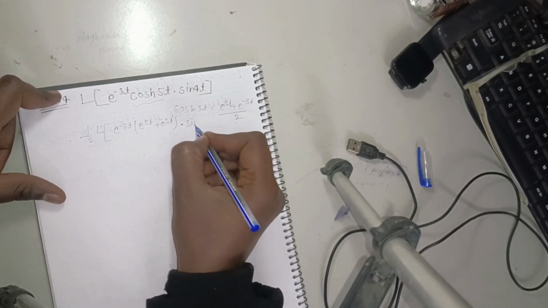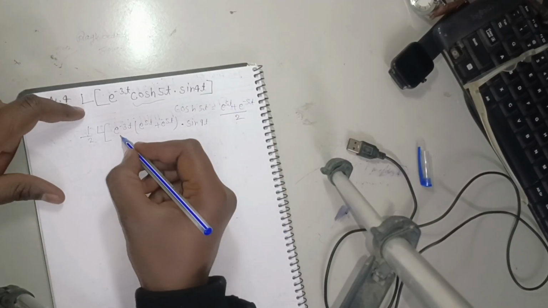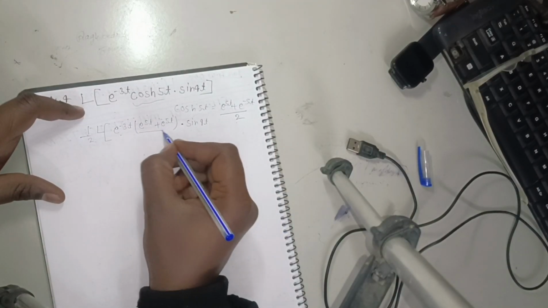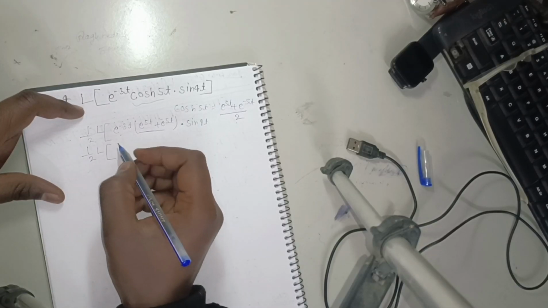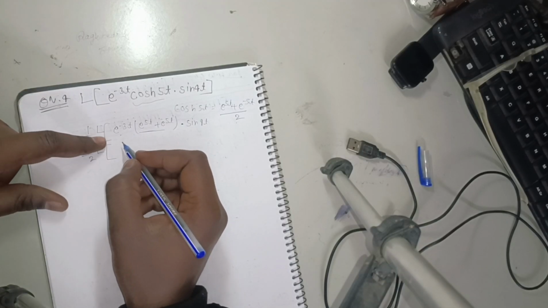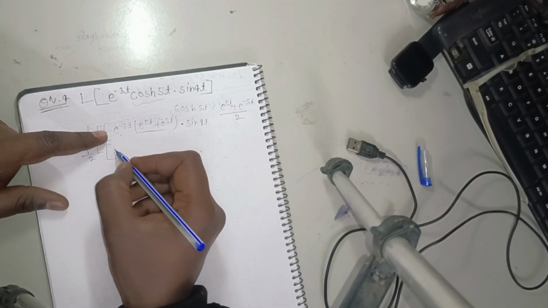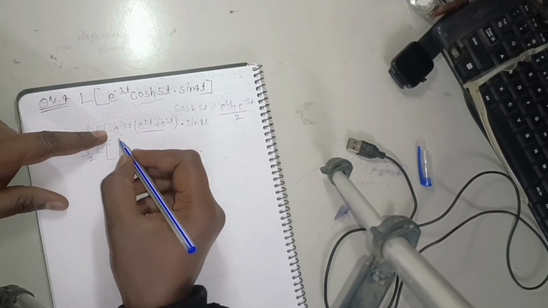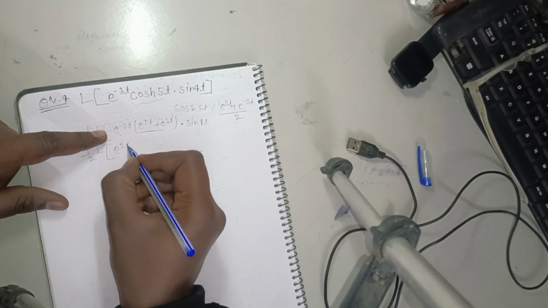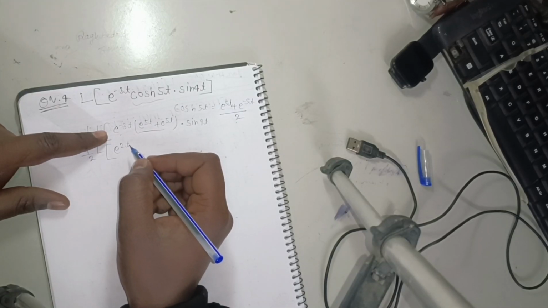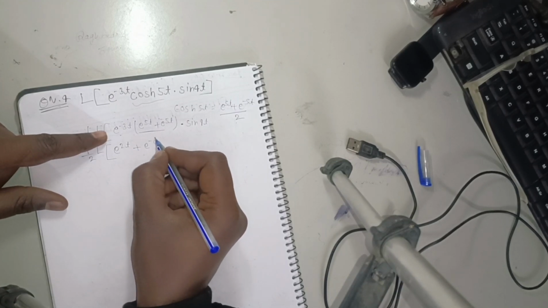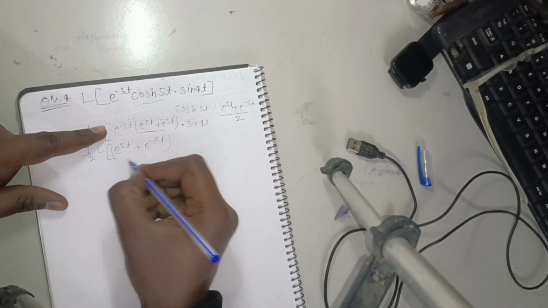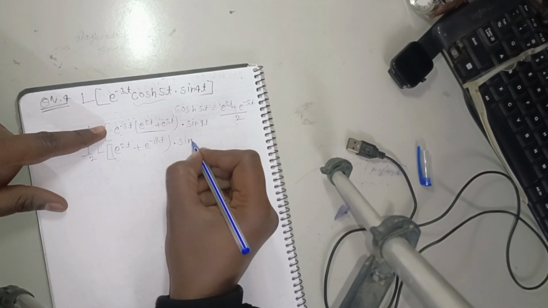into sine 4t. Okay, so I'm just multiplying e to the power minus 3t with each term: e to the power minus 3t into e to the power 5t gives e to the power 2t, and e to the power minus 3t into e to the power minus 5t gives e to the power minus 8t, into sine 4t.